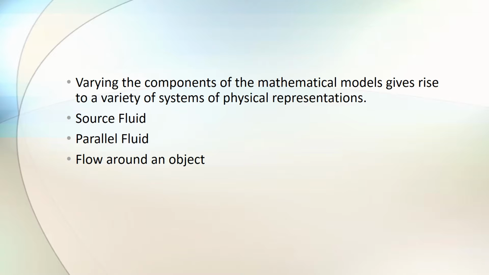Also, varying the components of the mathematical models gives rise to a variety of systems or physical representations. For instance, by varying the different components of the equation, we could figure out the models that represent a source fluid, a parallel fluid, or fluid flow around an object.